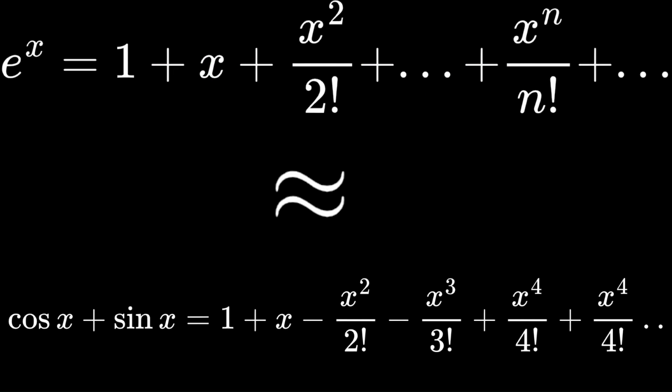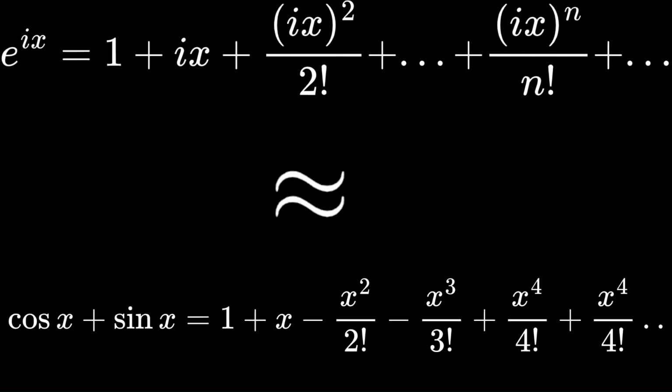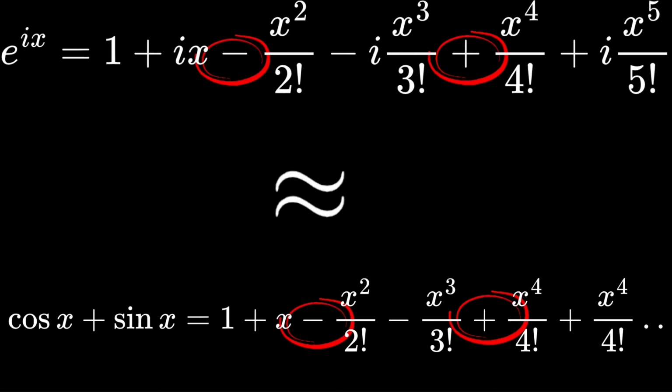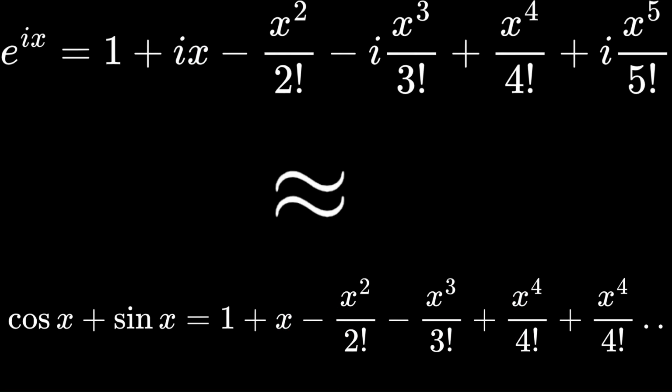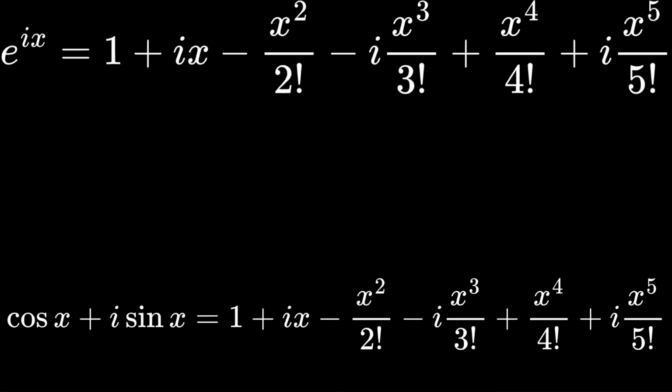So to flip the coefficients, we replace x with ix. Doing this introduces the signature flipping of signs, but we now have imaginary coefficients. So to fix this, we can replace the sine x on the bottom side with i sine x. And we can see that this equality holds.